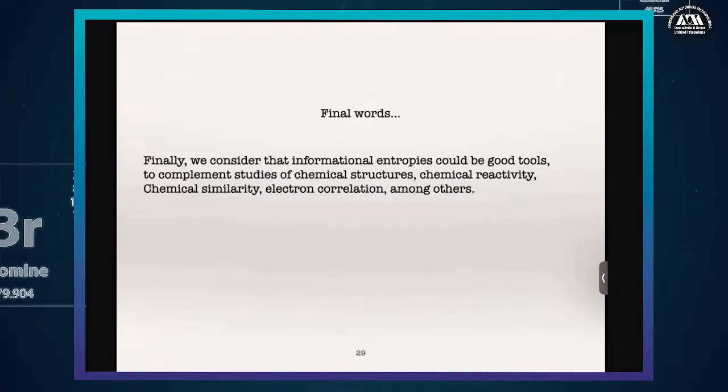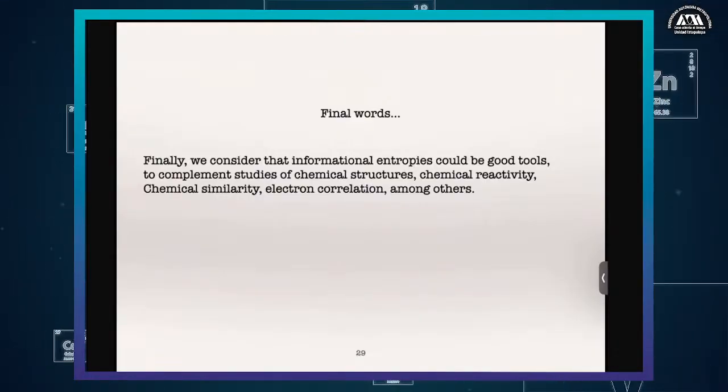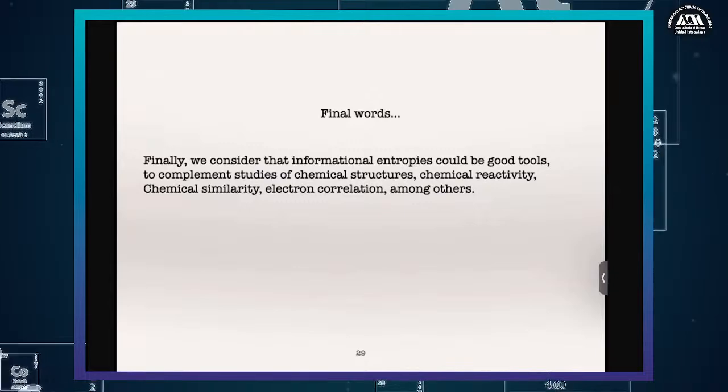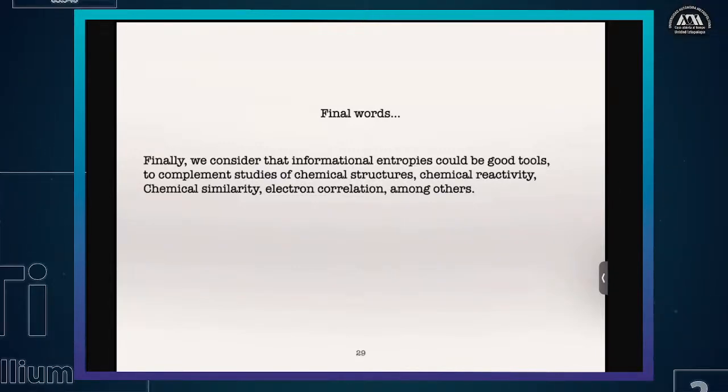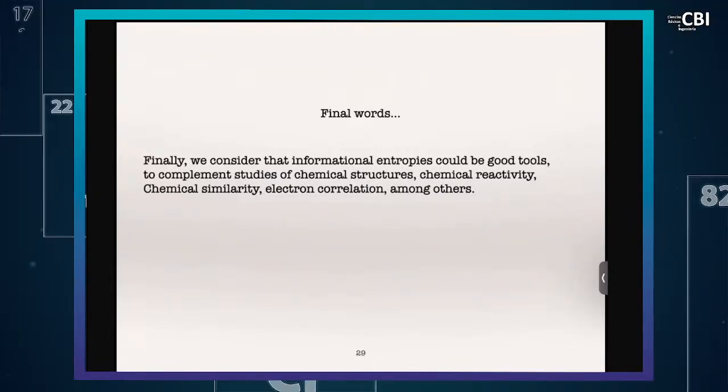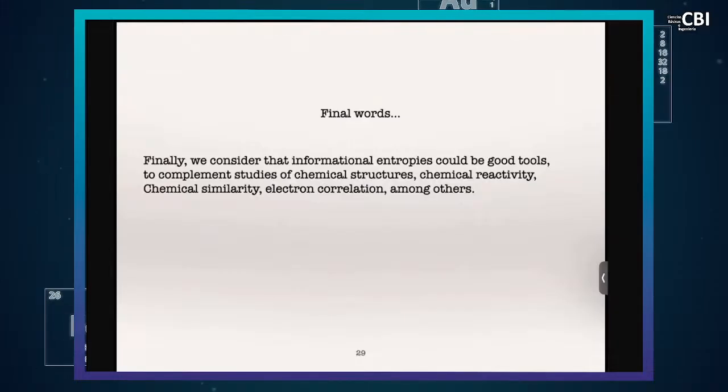And of course, these concepts are related to chemical reactivity, chemical similarity, electron correlation, and among others.